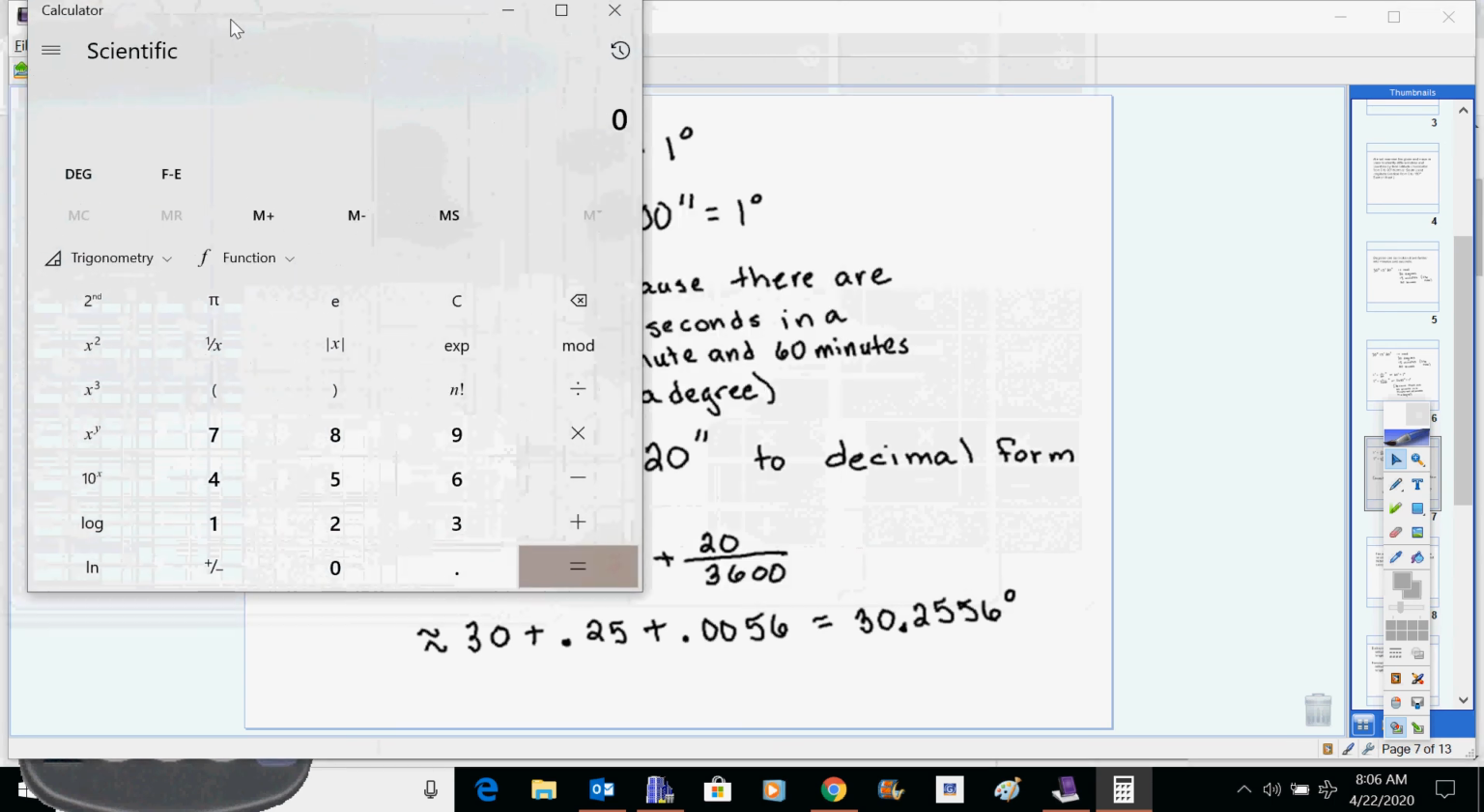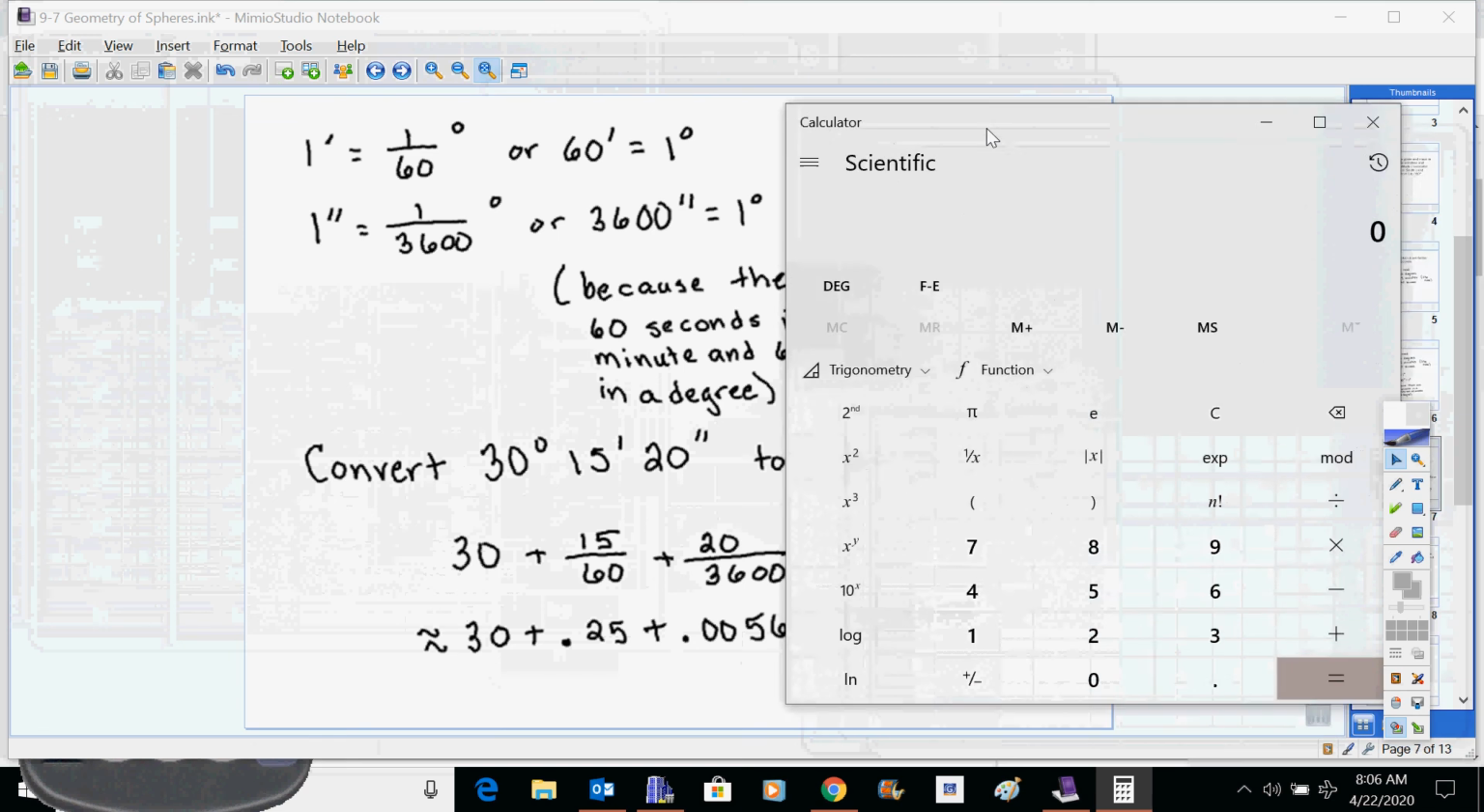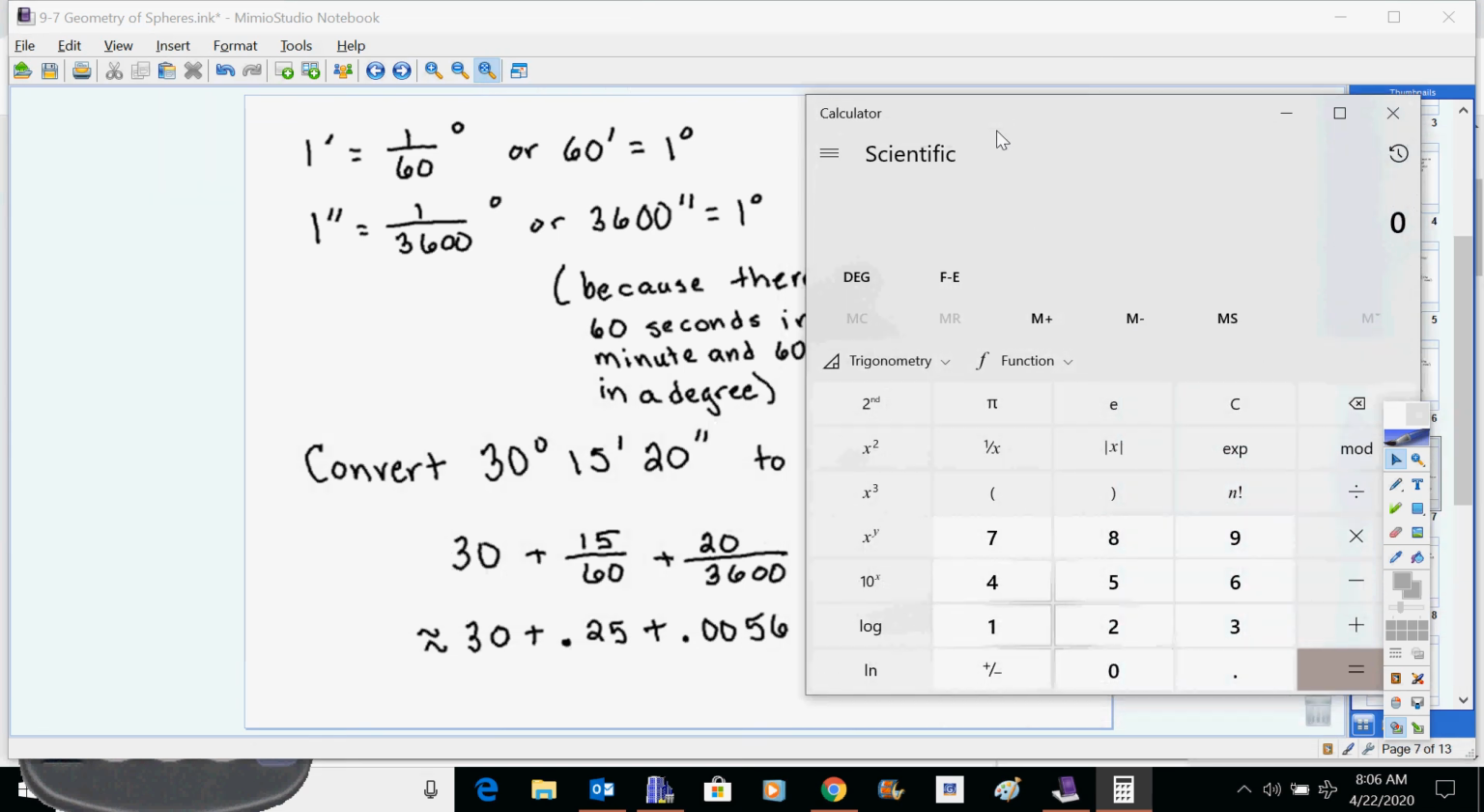Okay, we have our 30. We have our, let's see if I can make this work. Here we go. 15 divided by 60. There's your 0.25, and your 20 divided by 3600. Oops, too many. Back up. There we go. 0.050056 when we round it appropriately.